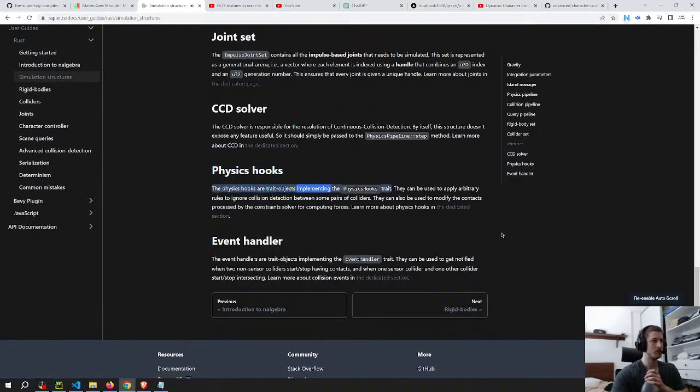Physics hooks. The physics hooks are trait objects implementing the physics hooks trait. They can be used to apply arbitrary rules to ignore collision detection between some pairs of colliders. They can also be used to modify the contacts processed by the constraint solver for computing forces. Learn more about physics hooks in the dedicated section.